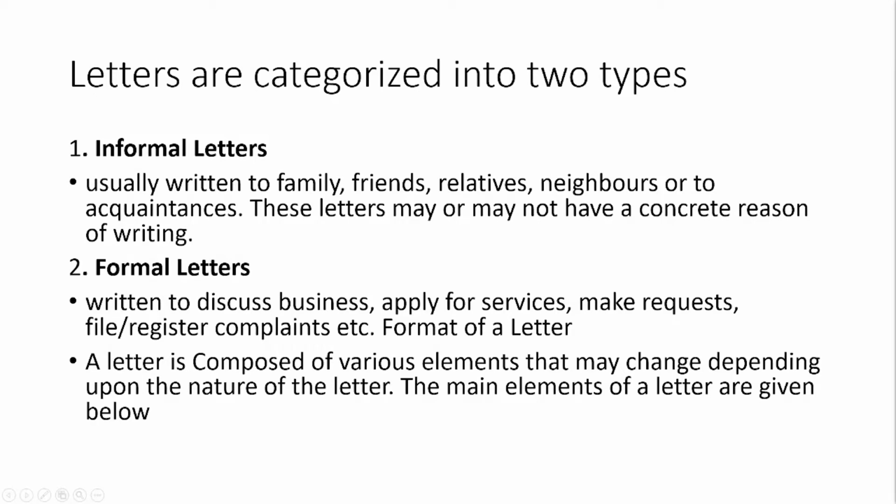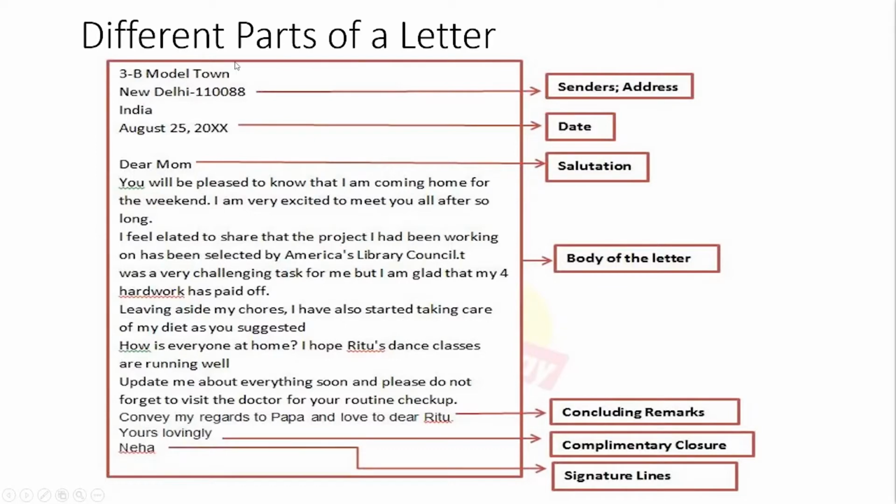And so, different parts of a letter. There are some parts of a letter, about 7 parts. The first one is the sender address. You have to write the sender address at the top of the letter, and then a date, and then the salutation. Salutation is very important also. Then the main body of the letter, and then concluding remarks, right? And the complimentary closure, and signature lines.